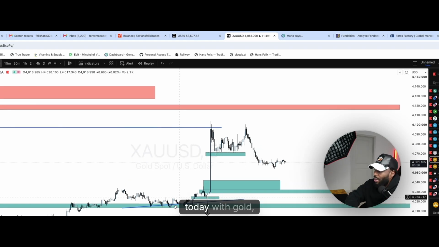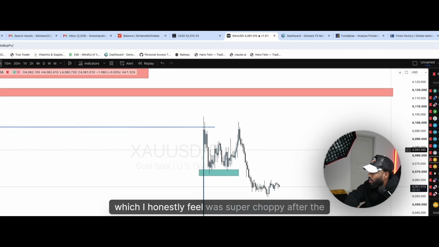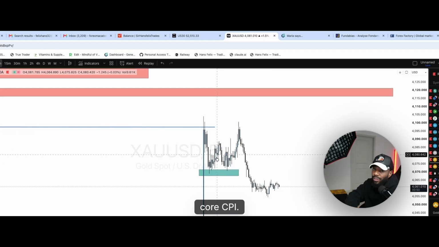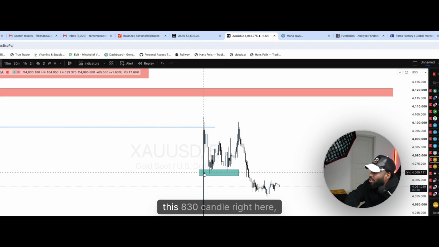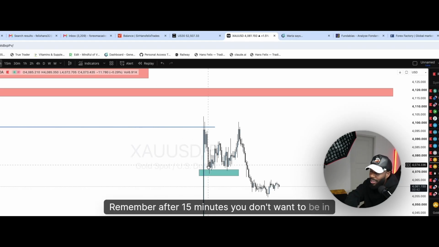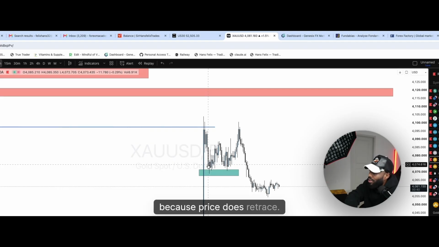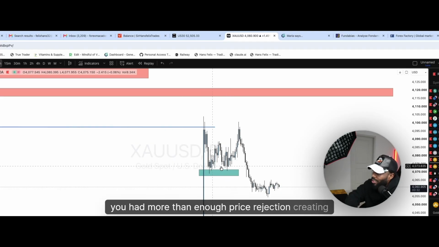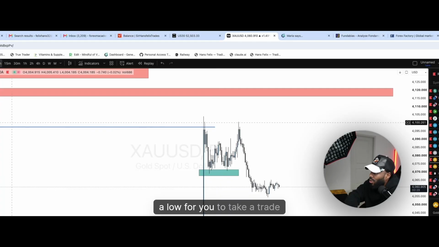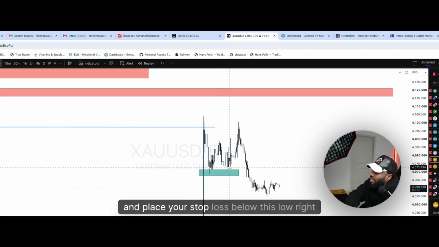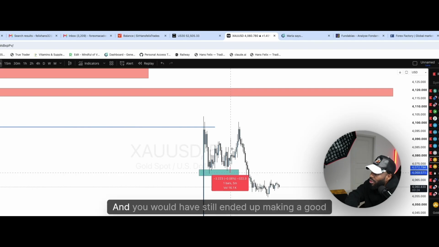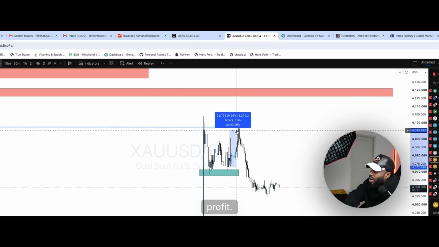For example, today with gold, which I honestly feel was super choppy after the core CPI. But as you can tell, with this 8:30 candle right here, price pulled back into it. Remember, after 15 minutes, you don't want to be in that 8:30 candle because price does retrace. But look, by 9:30, 9:45, and 10:30, you had more than enough price rejection, creating a low for you to take a trade and place your stop loss below this low right here, and you would have still ended up making a good profit, a 1 to 1 or 1 to 2 ratio.